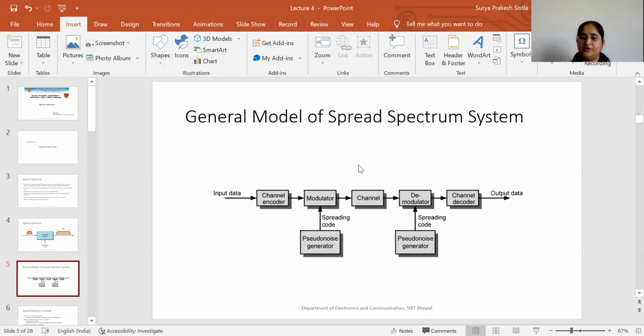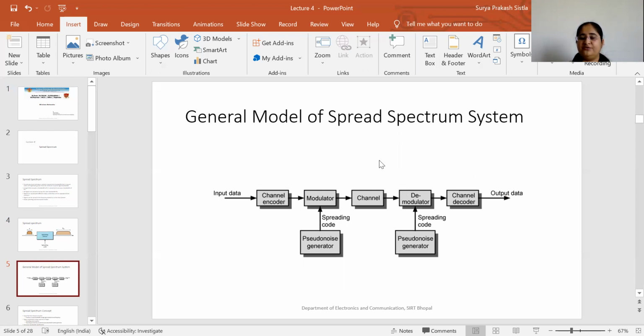Now in the spread spectrum technique, we modulate that narrowband signal with a signal that has a very large bandwidth, this spreading code. This spreading code is generated by the pseudo noise generator. What is pseudo noise code? We will see in a later slide. After that, the output of the modulator is the wideband signal. Now this wideband signal is transmitted through the channel.